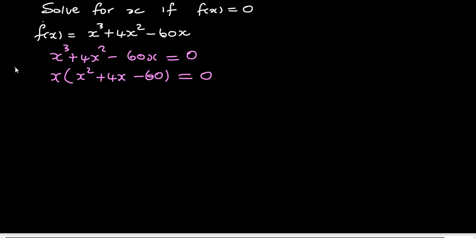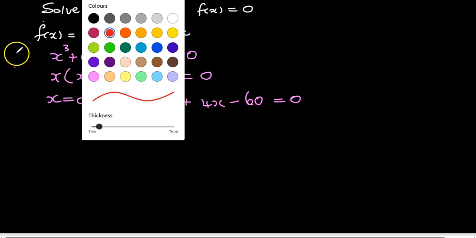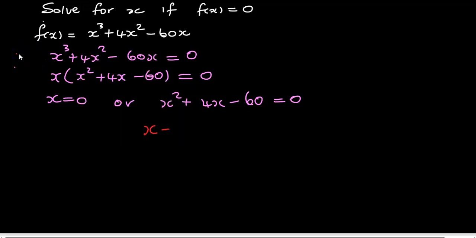We have a product. We can use the zero factor law. We take x equated to 0, or we can take x squared plus 4x minus 60 equated to 0. What's next? Can we factorize this? I recommend we use the quadratic equation. Remember, the quadratic equation is in the form x equals minus b plus or minus the root of b squared minus 4ac, everything divided by 2a.